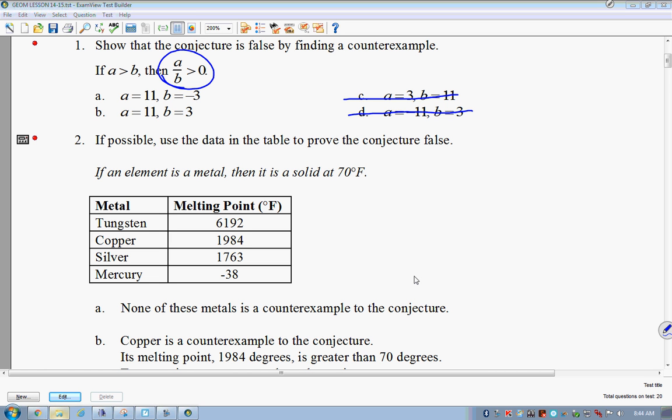So when I divide A over B, I need it to be less than 0. Is 11 divided by negative 3 less than 0? Yes or no? What do you think, Jordan? Well, I mean, you're looking at the question. You look like you're putting it together. Is 11 divided by negative 3 less than 0?